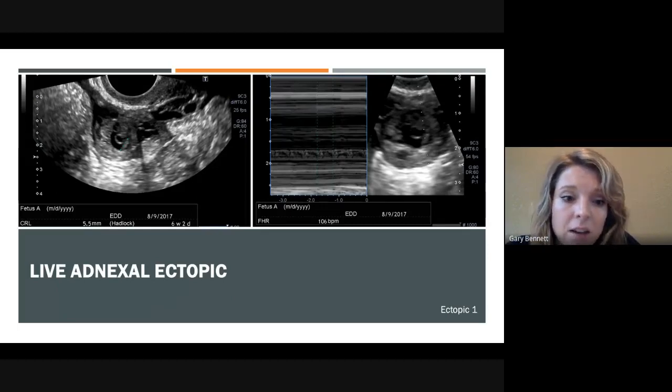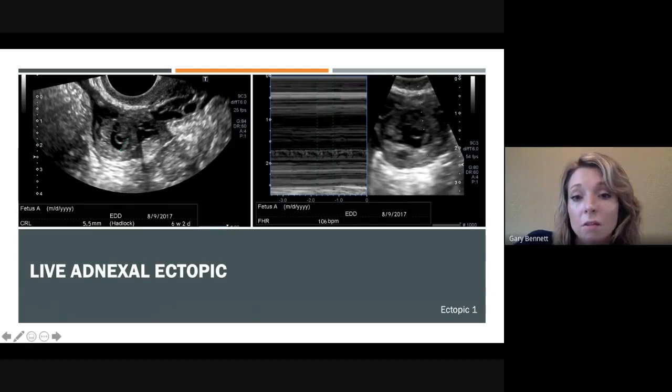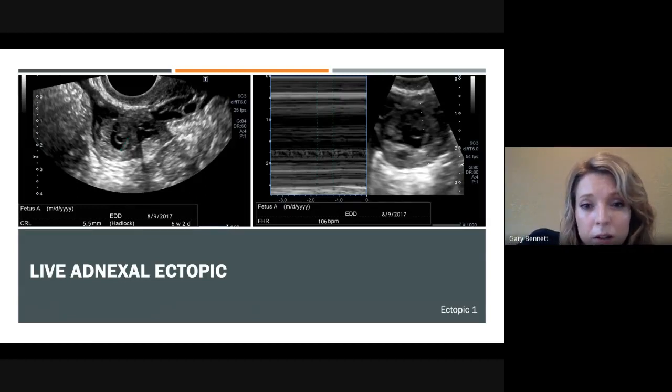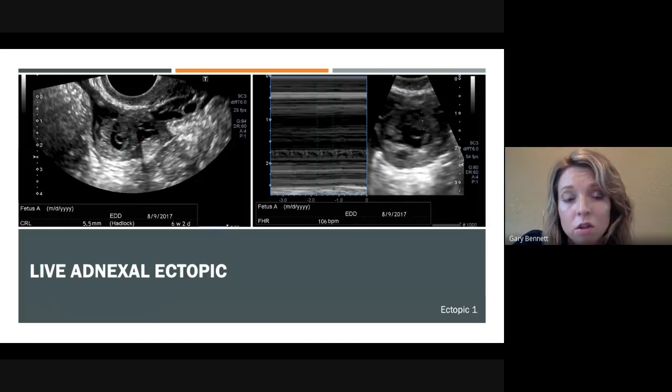So live ectopic pregnancy in the adnexa, these are not super common. Most of what I see are probably ruptured ectopic pregnancies. If you're able to see one with a heart rate, it's even more obvious that this is absolutely an ectopic pregnancy. But just because you're not able to find this, don't rule that out, because it's really not that common.